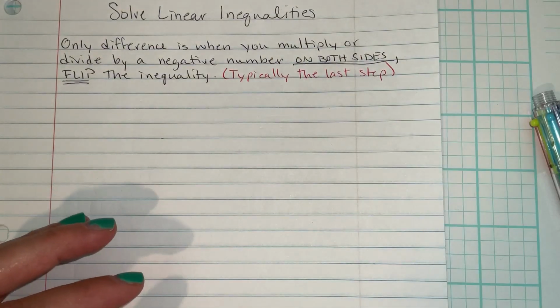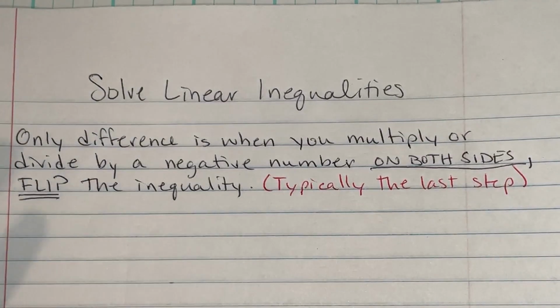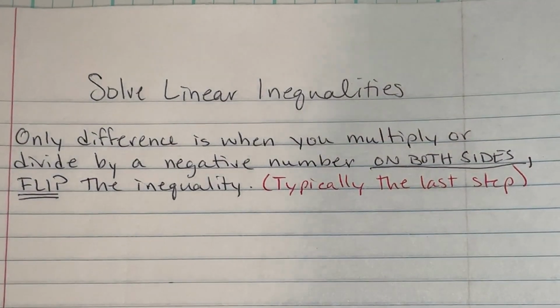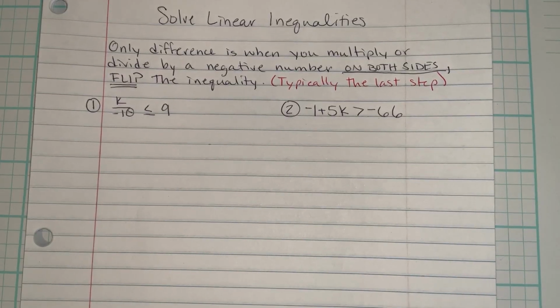So I'm going to write that again because it's so important. We are not going to use a foldable. It's just notebook paper. So on your next page, whatever page I have it dedicated for, you are going to write: the only difference is when you multiply or divide by a negative number on both sides, you're going to flip the inequality. This is typically your last step. All right, so first problem.